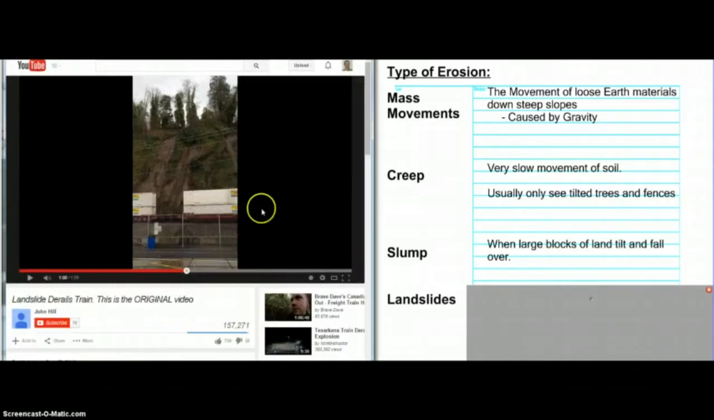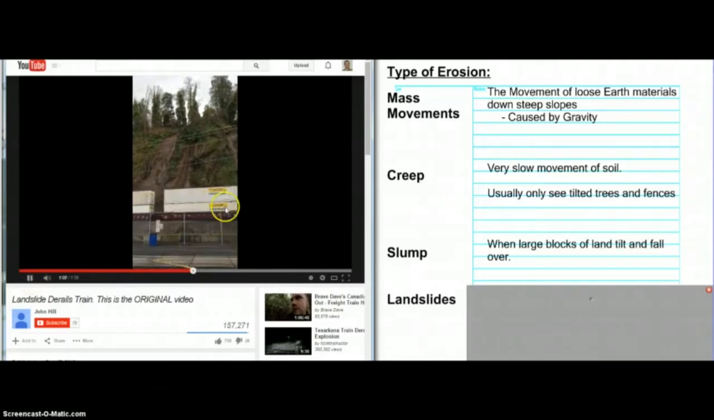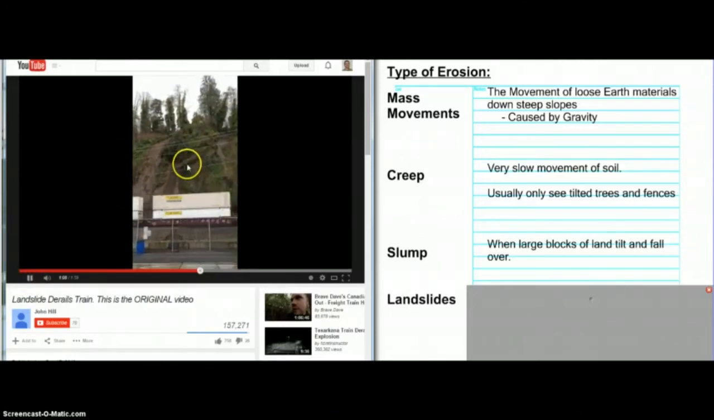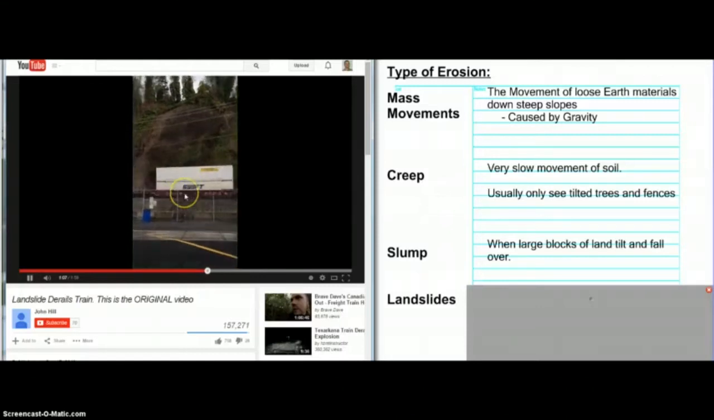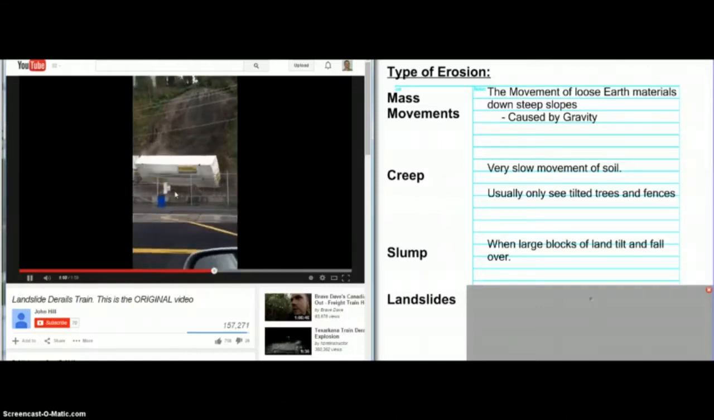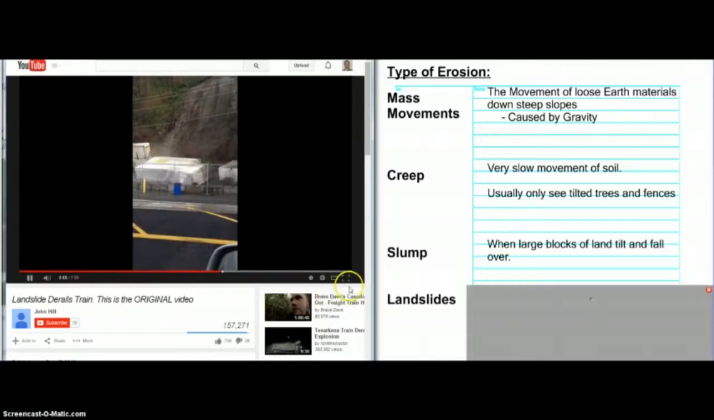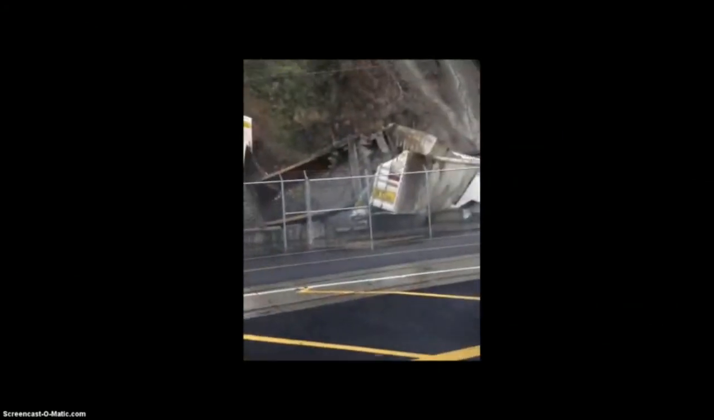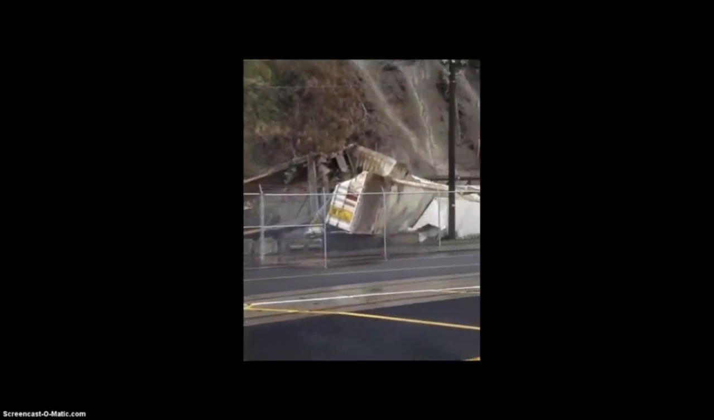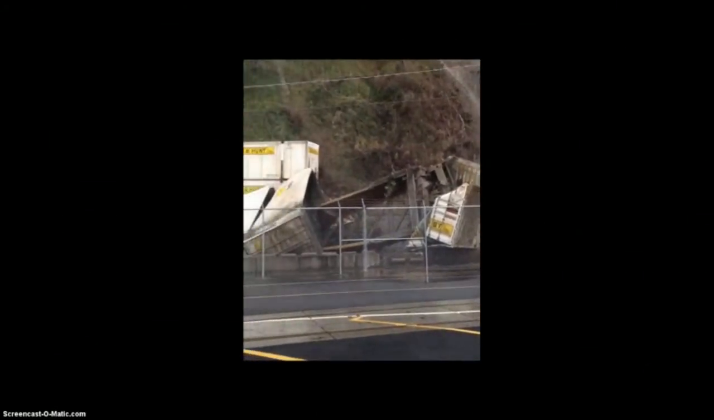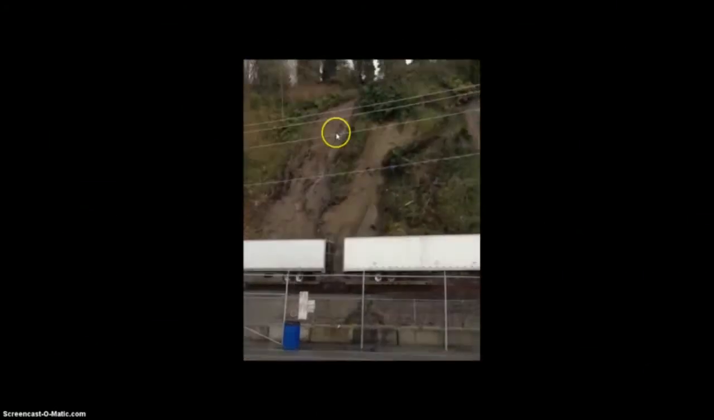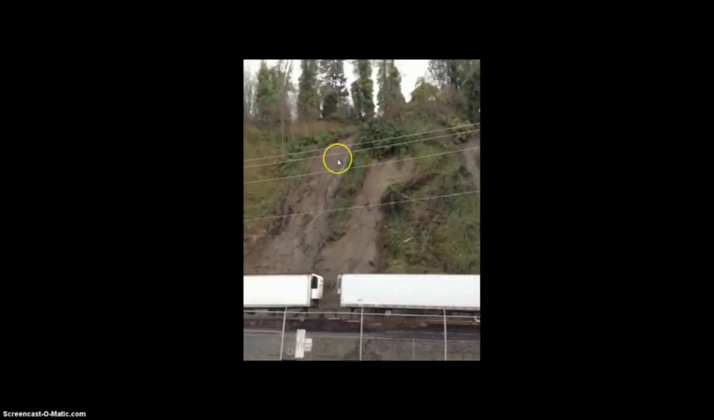So just a few examples here. Here is a landslide happening while a train is going by. Here comes a landslide. Now that relatively small landslide was able to derail this train. It doesn't look like much as it's coming down the hill, but there's a lot of power. Imagine that hitting your house or something.